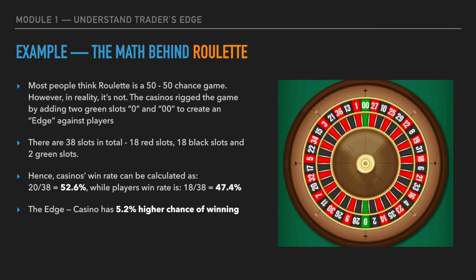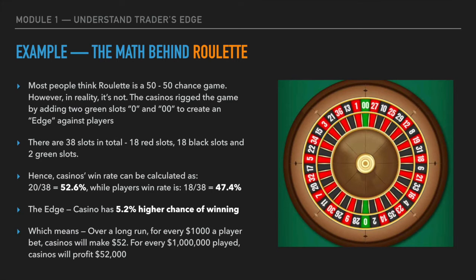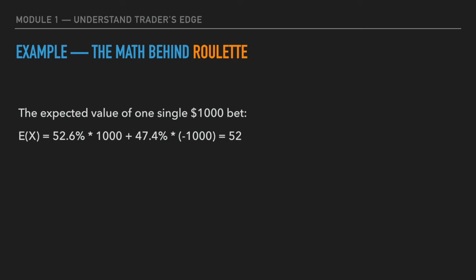Well, you probably think, that's not much. But you need to understand that over a long run, for every $1,000 a player bets, a casino will make $52 out of this player. For every $1 million played, that's a profit of $52,000 to the casinos. If we use the expected value formula here, we can easily calculate that the expected value of one single $1,000 bet is positive $50 in profit for the casinos.